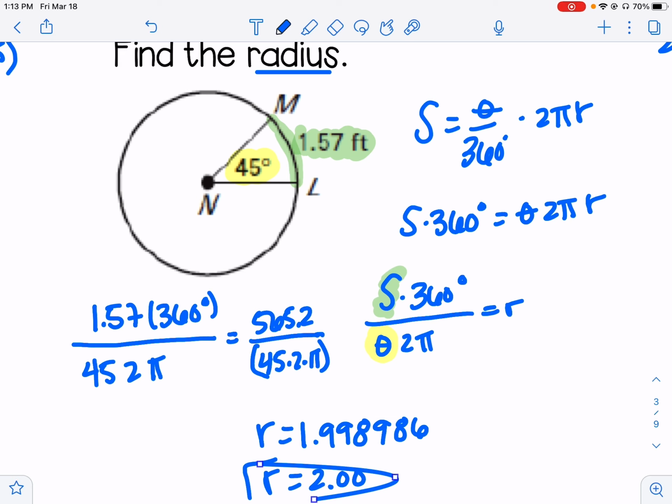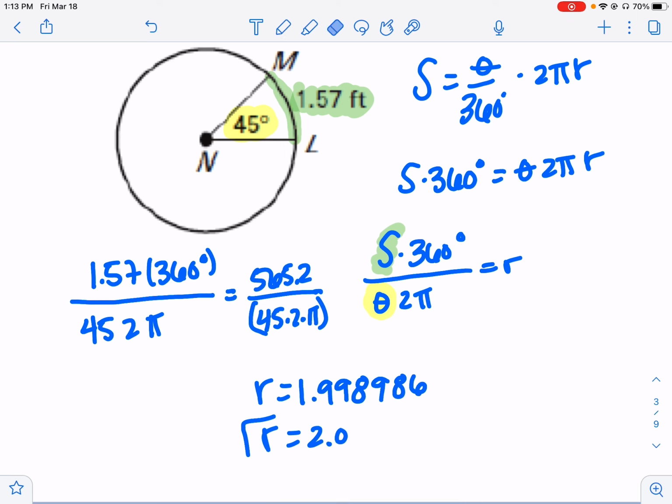Once again, this one, oh, that's ugly. It is a measurement, so I need to double check my units. So I'm going to go back into the problem, and I see that lengths were given in feet, so I'm going to add that on to my final answer.